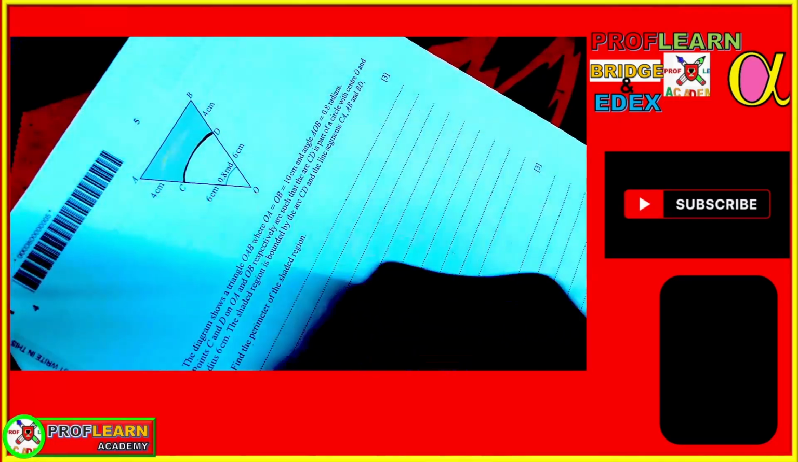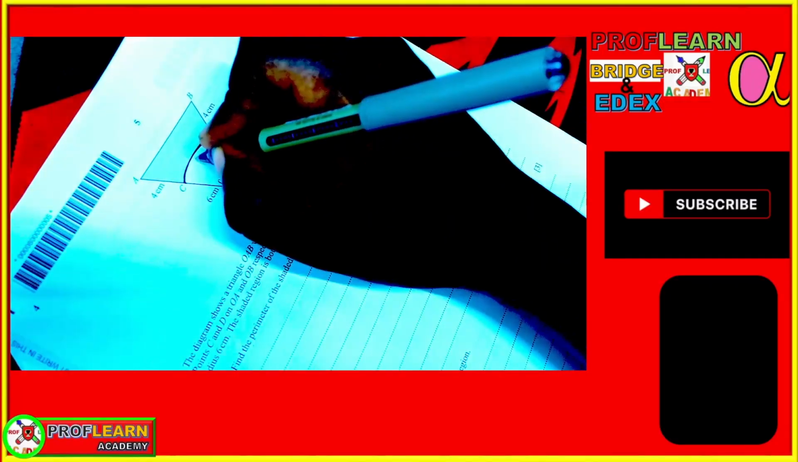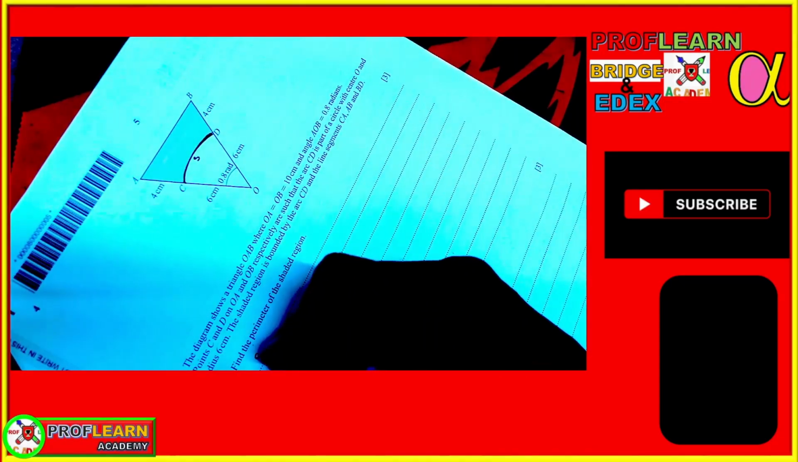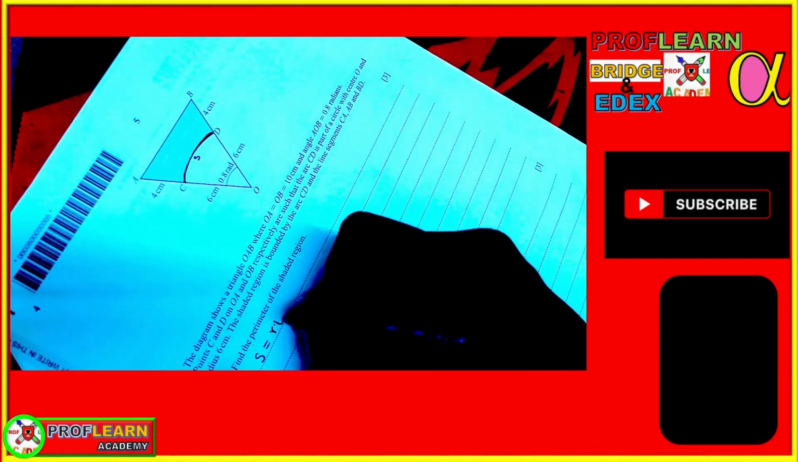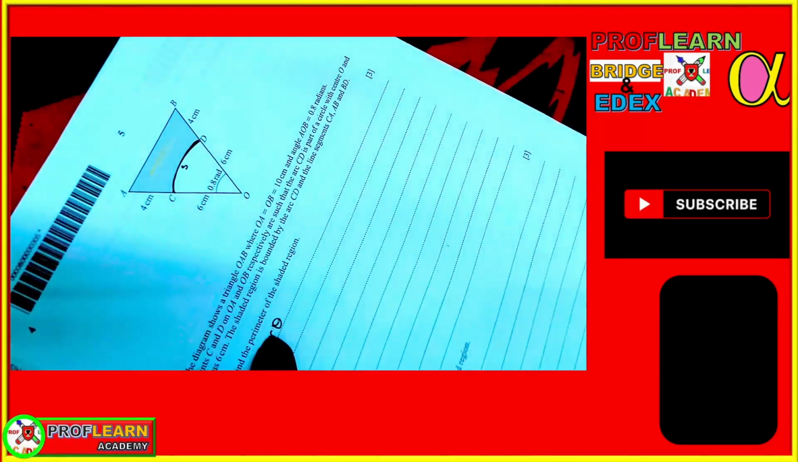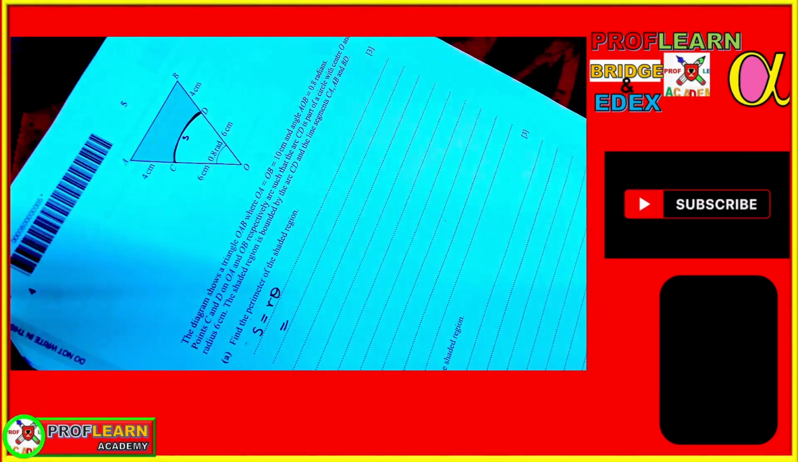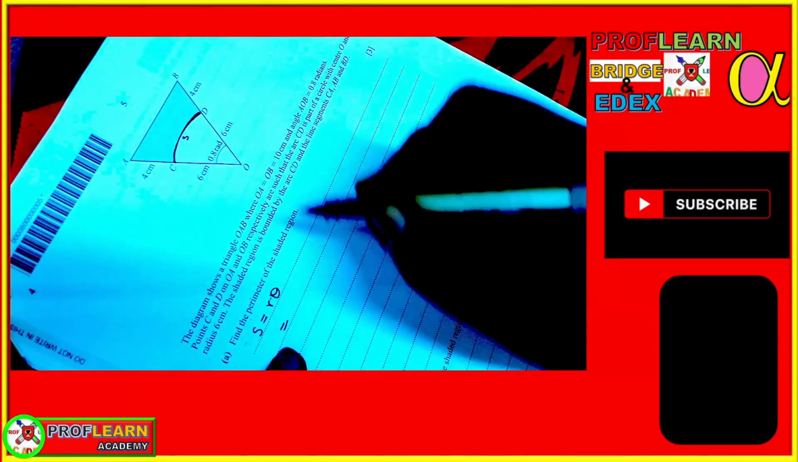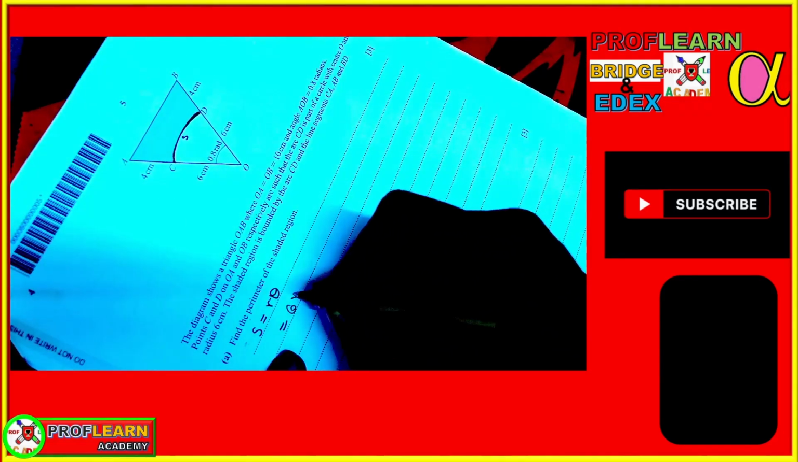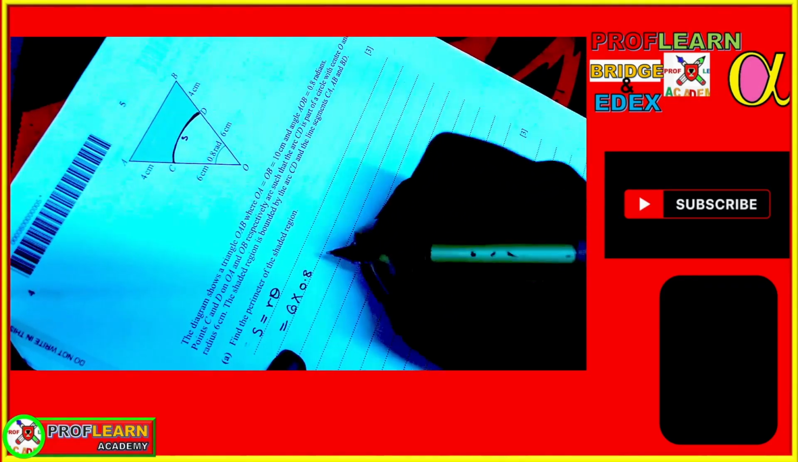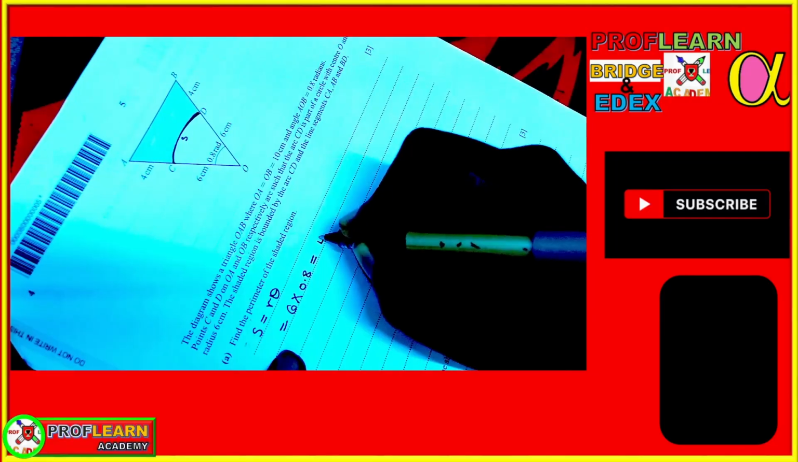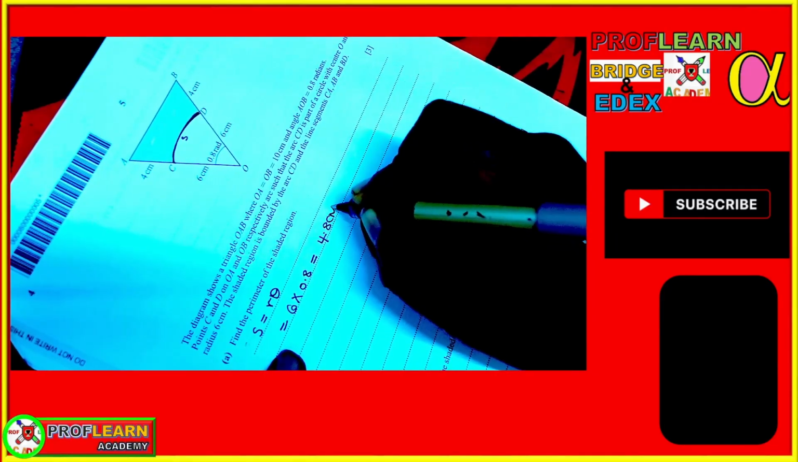For us to find that, we can call it arc length S. Arc length is usually r theta, whereby r is the radius and theta is the angle in radians. The radius is 6, so this is 6 times 0.8. If you multiply that, you get 4.8 centimeters. So that is the arc length.